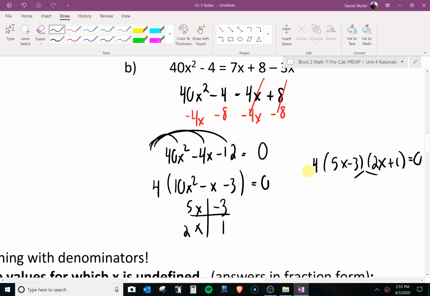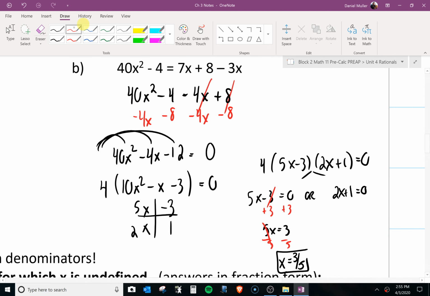So this 4, I can't make it 0 because there's no x's. I'm looking just for the x's. 5x minus 3 is one of them. That can equal 0. Or 2x plus 1 is another one. That can equal 0. And these ones aren't as easy to see, so I'll do a little bit of math here. I'll add the 3 over to this side to get 5x equals 3. And then I could divide by 5 to get x equals 3/5. It's hard to say that.